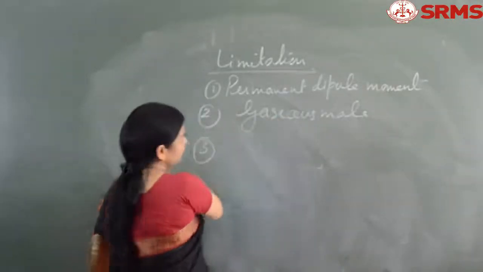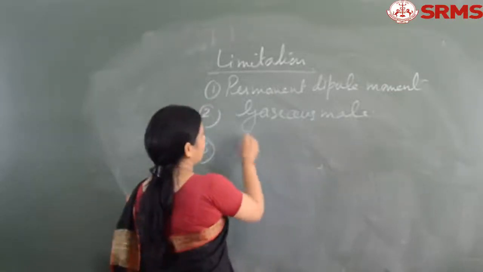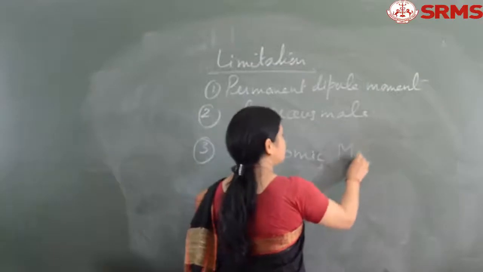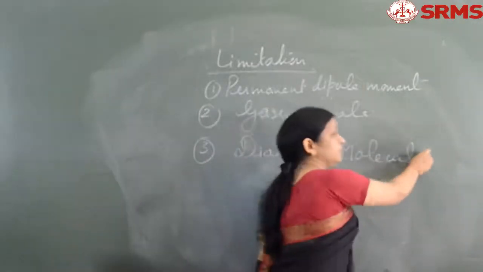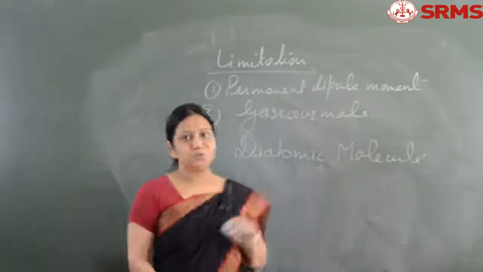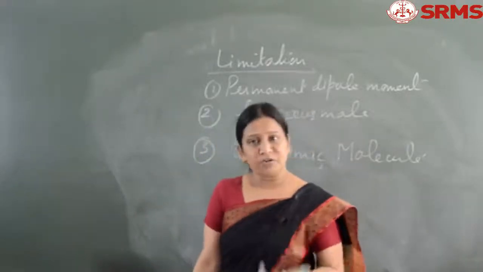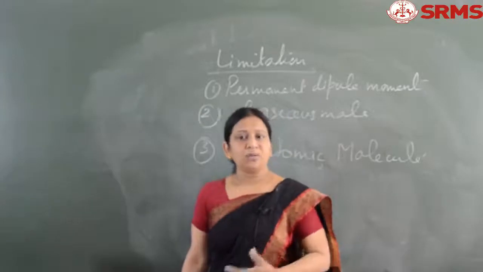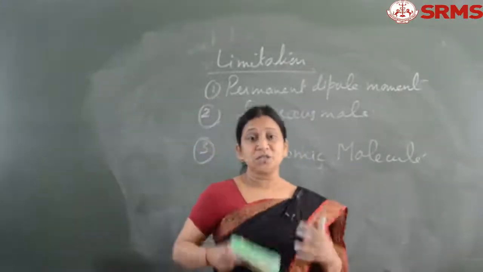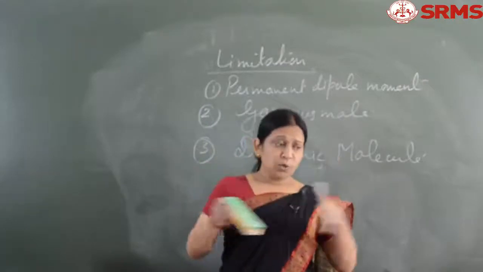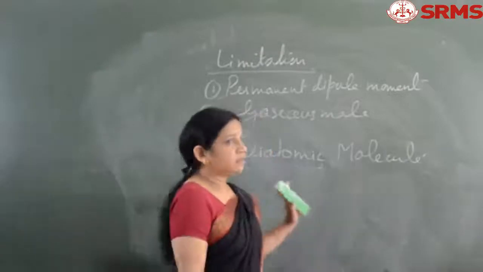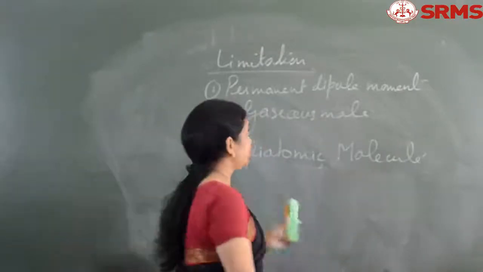And the third thing, it is given only by diatomic molecules. The study of rotational spectra is possible in case of diatomic molecules. I have already explained why, because if I take triatomic or tetratomic molecules, then the discussion becomes tedious. The equation is very haphazard, we cannot study it properly. So these are the three limitations of rotational spectra.